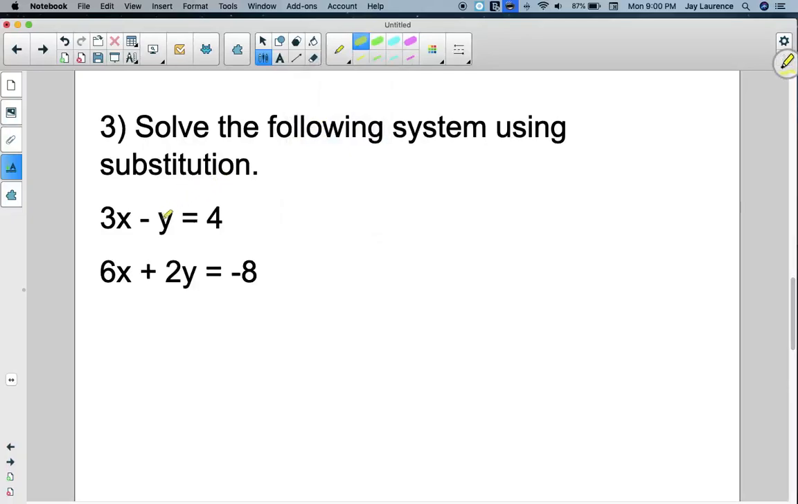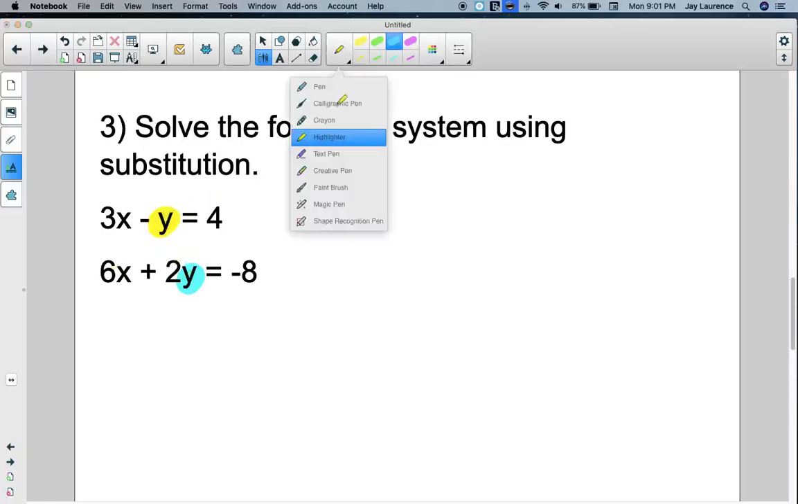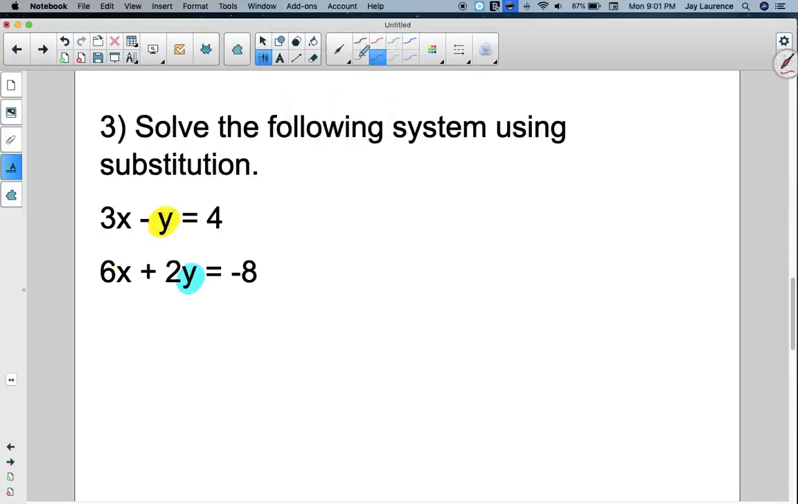All right. I think solving for y in this equation would be a good idea. And I also think solving for y in this equation would be a good idea. I don't like solving for x in either of these equations because the coefficient on x, 3 in the top equation, does not go into y or 4 evenly. The bottom equation, 6, doesn't go into 2 or negative 8 evenly. So I'm going to go ahead and solve for either one of these y's. I think I'm going to do the top equation, and I'm going to solve for y.